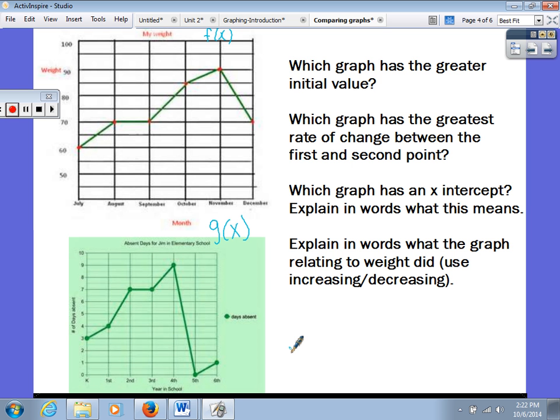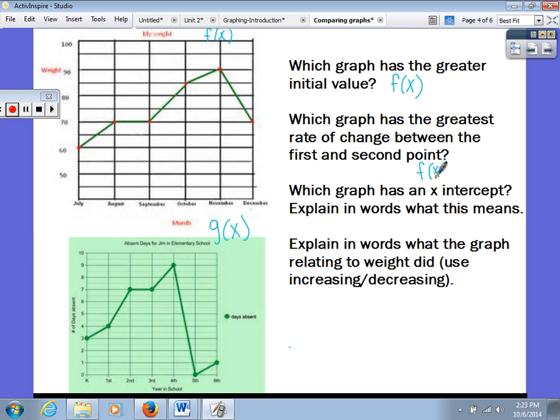All right, so let's go back to our question. Which graph has the greater initial value? What does initial value mean? The starting point. Which one starts at the higher point? F of x or g of x? Why f of x? Good, because it starts at 60. Okay? Which graph has the greatest rate of change between the first and the second point? The first and the second. You're right, f of x.